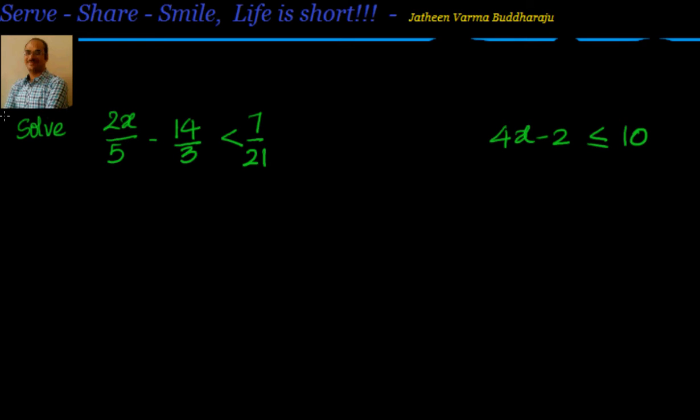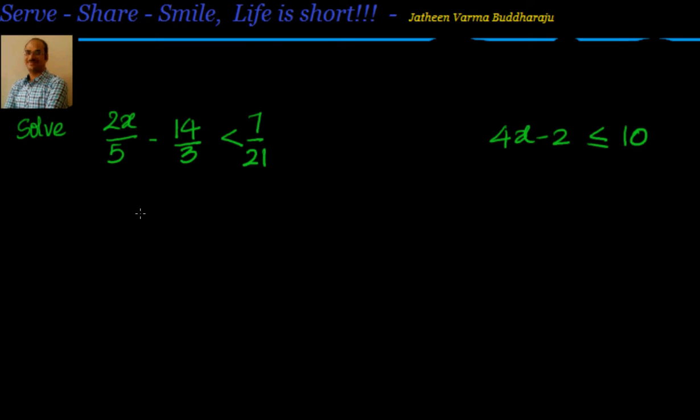We are just solving some simple examples of linear equations in one variable algebraically. So let's look at this example. We have 2x by 5 minus 14 by 3 less than 7 by 21. So I have to find out the value of x. Solve this inequality means I have to find all the values of x which will satisfy, which will make this particular statement true.